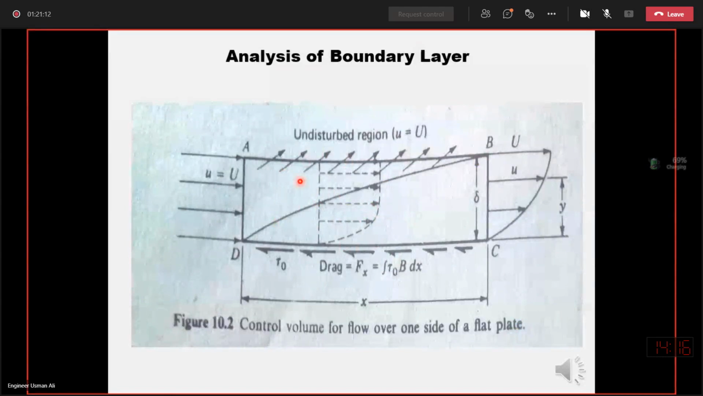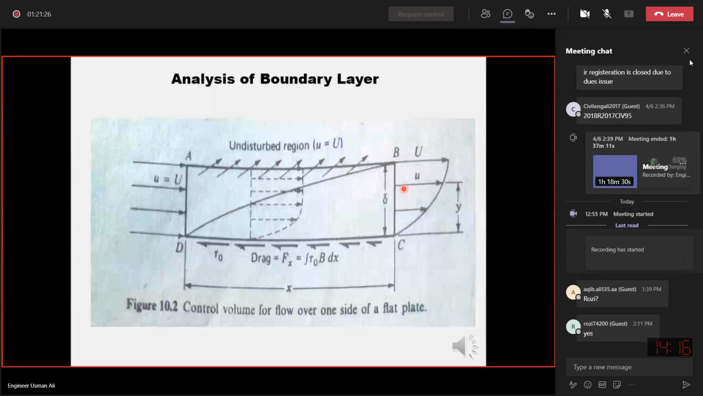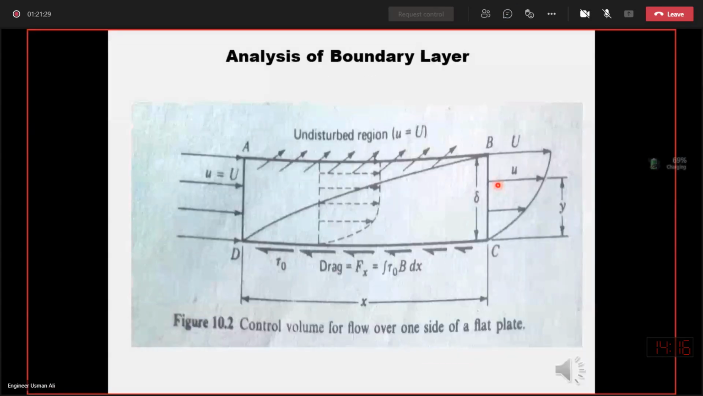So what happens is that the fluid is entering the control volume from AD, and it is leaving from BC. And within this control volume of the fluid from D to C, as I mentioned, two portions are there. So the fluid will also be leaving from this undisturbed region of the flow, where the velocity of the fluid is equal to the undisturbed velocity.